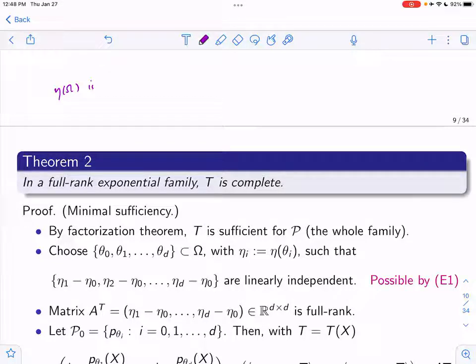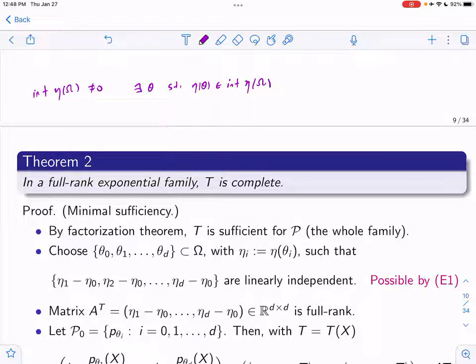It's not open, but it has non-empty interior. So I can pick, let's say this is open, like this is not open. So the interior of omega is non-empty. Okay, so it means that there exists a theta such that eta theta is in the interior of eta omega, right?